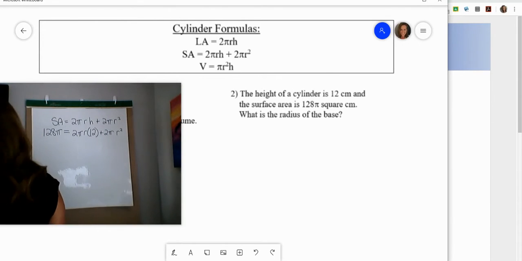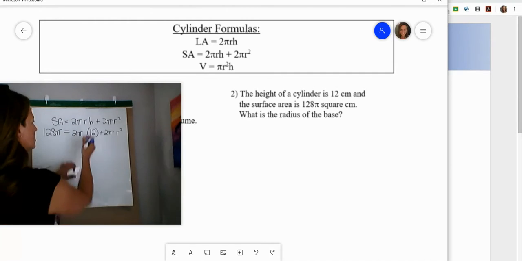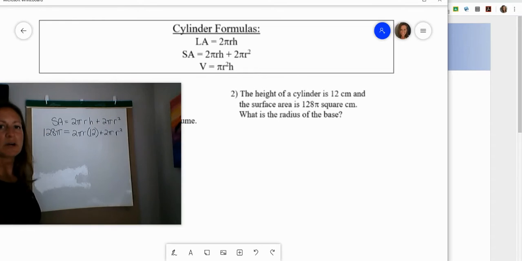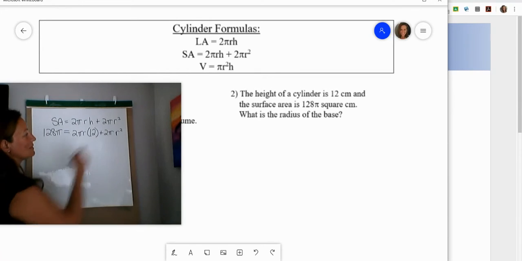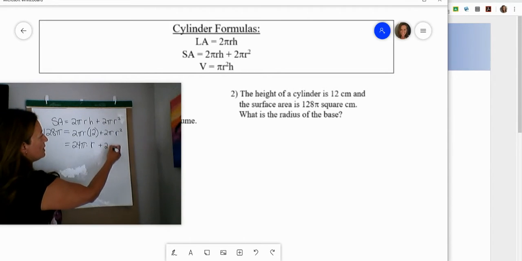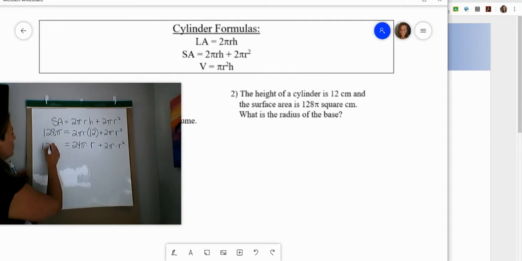Now notice that we are looking for the radius. I'm going to put it in blue so it stands out. Radius is what we want to solve for. Okay, that didn't really stand out too well in the video, but we want to get R by itself. So first I'm just going to clean up a little bit. 12 times 2, that's 24 pi times R plus 2 pi times R squared. Over here I have 128 pi.